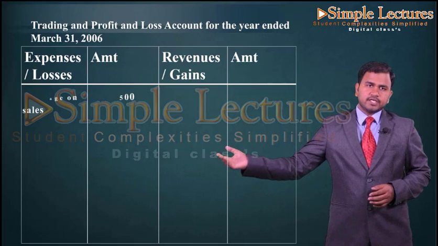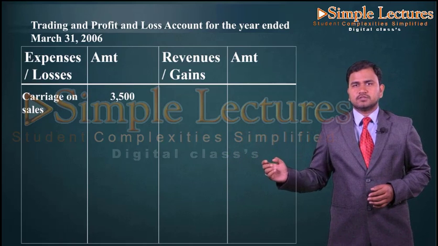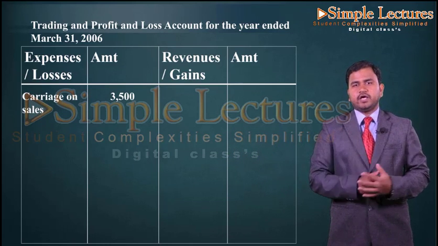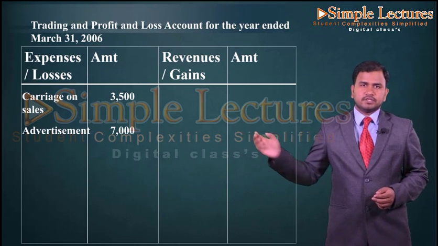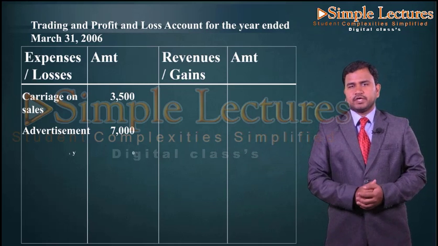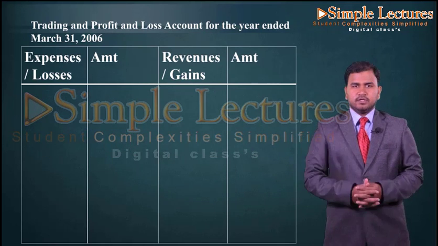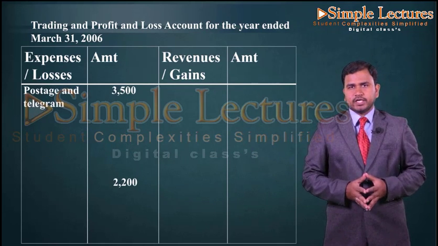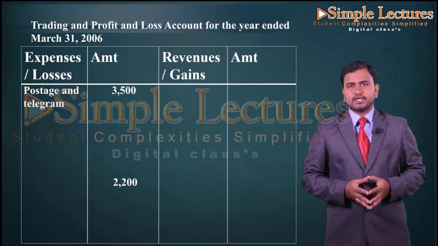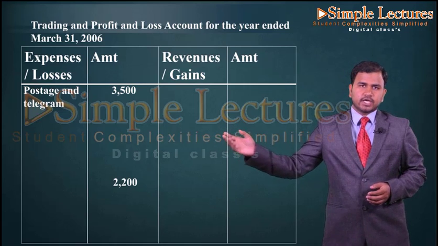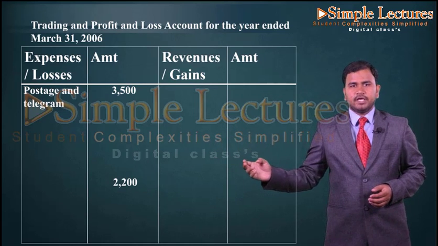So here carriage on sales 3,500. Then we have advertisement, again it is an indirect expense, advertisement 7,000. Then we have excise duty 6,000. Then we have postage and telegram, again it will be incurred in the office or administration, which is indirect expenses. So postage and telegram in the expenses side 800.